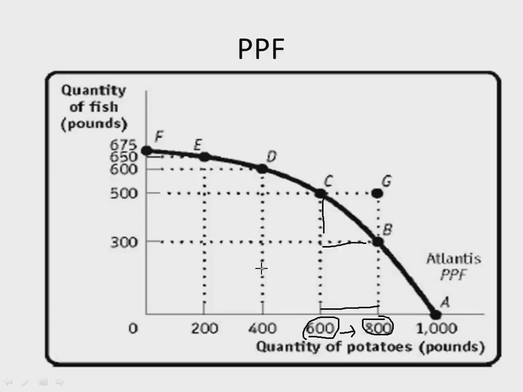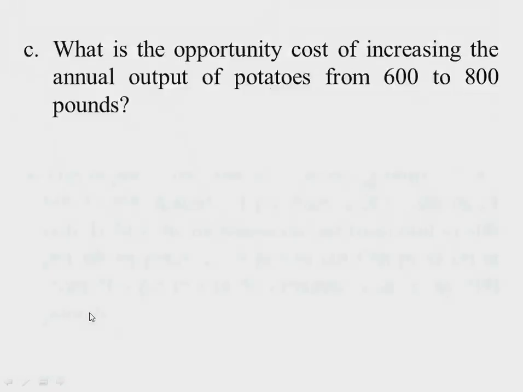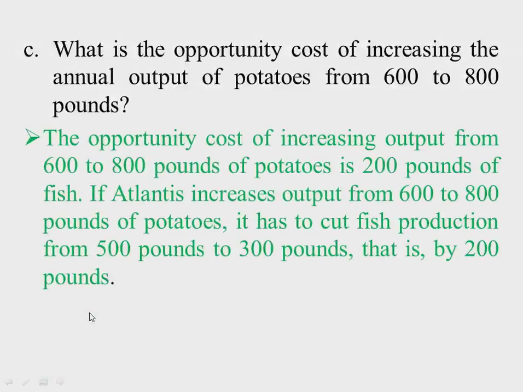200. We'll be giving up 200, that's 500 minus 300. So for us to increase production from 600 to 800, we will have to give up 200 units of fish. Okay, so let's go back to our analysis, our questions. The opportunity cost of increasing output from 600 to 800 pounds of potatoes is 200 pounds of fish.